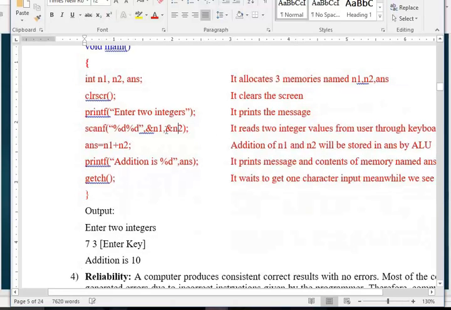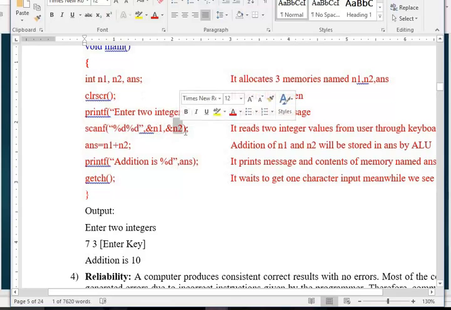Scanf. Scanf means I have written %d twice here. %d is for integer. Two decimal values I read. The first value will be stored in N1, the second will be stored in N2.